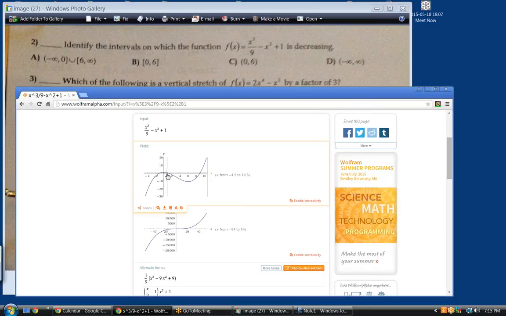Where does it stop decreasing? 6. Brackets or parentheses? Brackets. So it's this one. It's B. The only other choice would be C, which is 0 to 6 with parentheses around it.